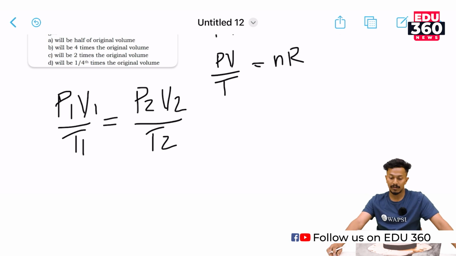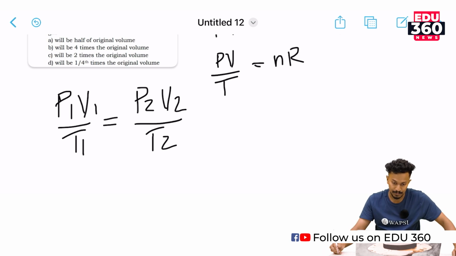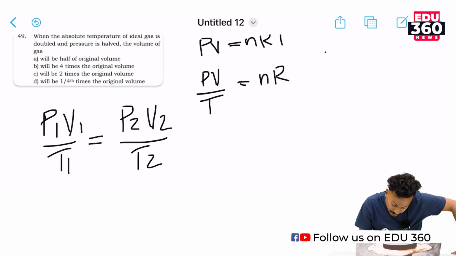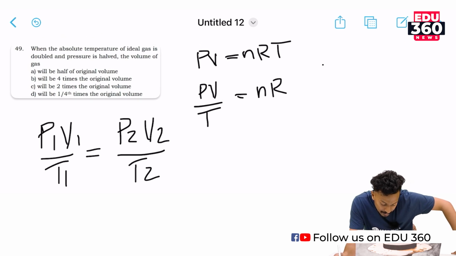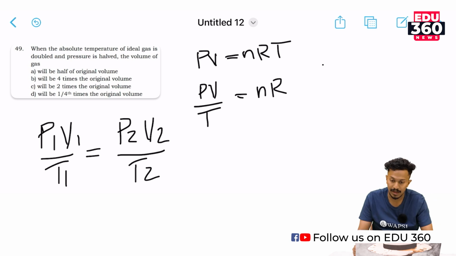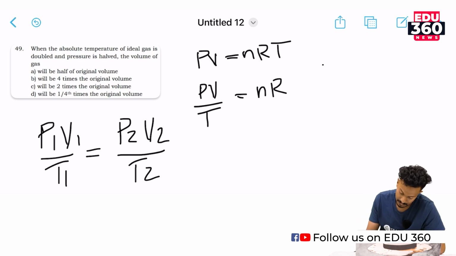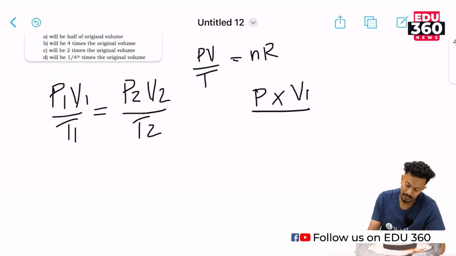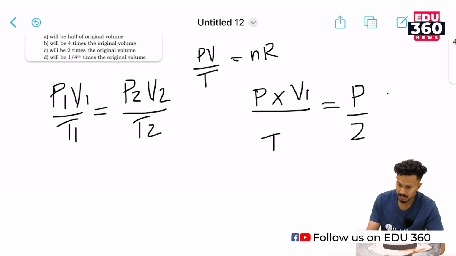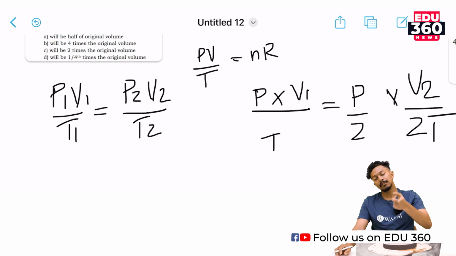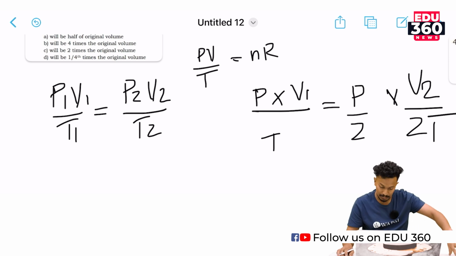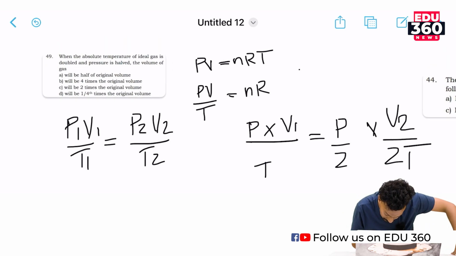Are you familiar with this one? No doubts. Okay, then, what did we do? The temperature is doubled, so we have 2T. So P into V1 by T is equal to P by 2 into V2 by 2T. We have doubled the temperature and halved the pressure. Am I right? That's what we did, right?